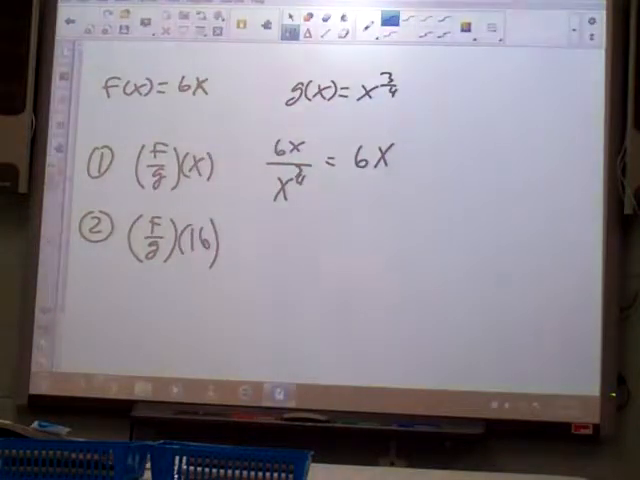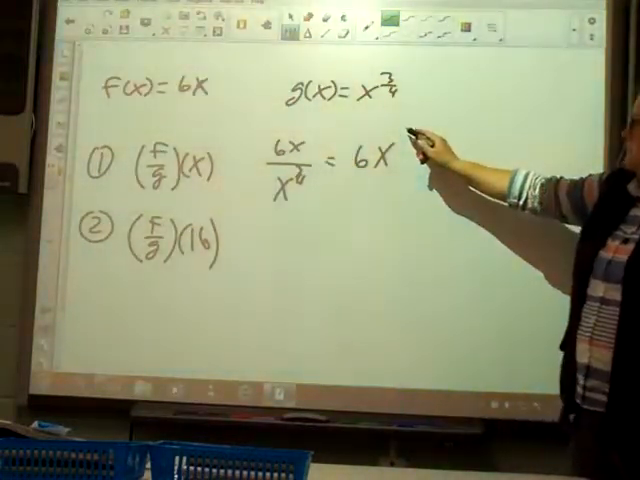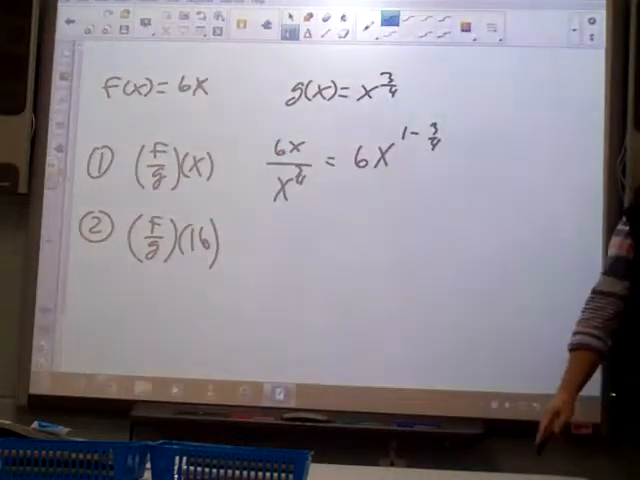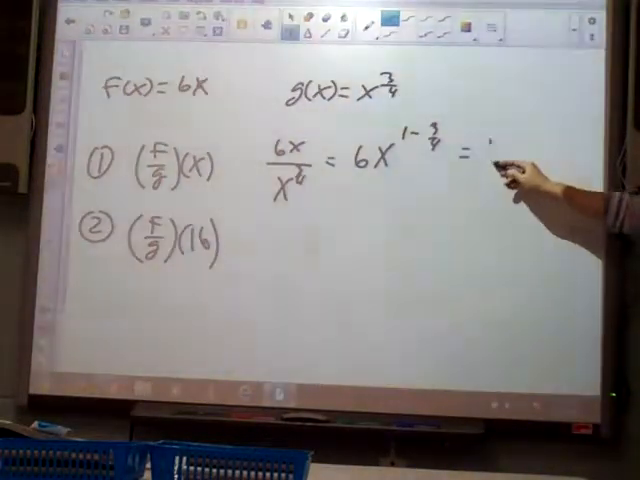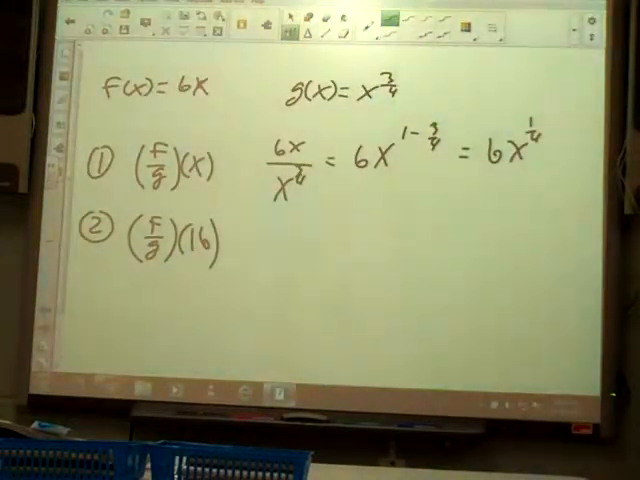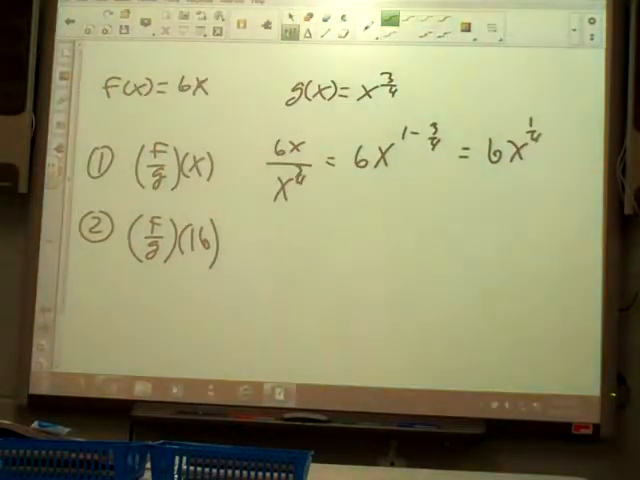Very good. You subtract. Last two problems we were multiplying, so we added. Now we're dividing, so we're going to subtract. That's an understood 1. So I'm looking at 1 minus 3/4, which is 1/4. So we have 6x to the 1/4. That's it. Now, is that 1/4 on the x, on the 6, or on both? The x. Just the x. Very good. If it was on both, we would have it in parentheses. Very good. So that's that.